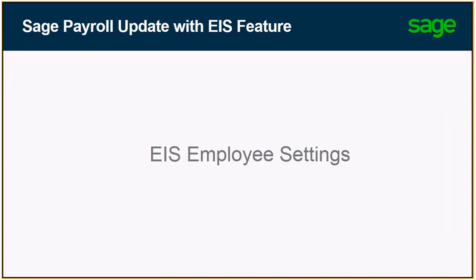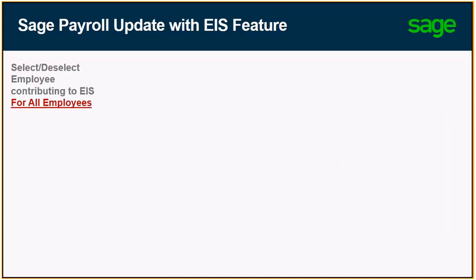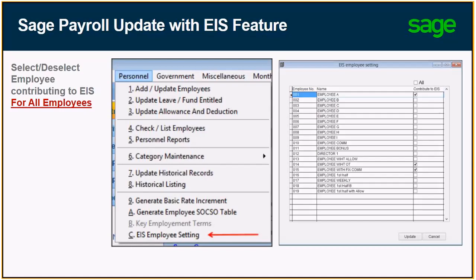Now at the same time, you can also do this EIS employee setting. What it means is that there's an option under the personal menu called EIS employee settings that gives you the ability to select or deselect employees contributing to EIS. It will give you a list of all the employees in a tabular manner, like a table. Then you can tick, untick, or tick all. This is useful if you have certain employees who are not eligible, so you could untick these options. Things like foreign workers, or also those employees who are beyond a certain age already, they're not eligible.